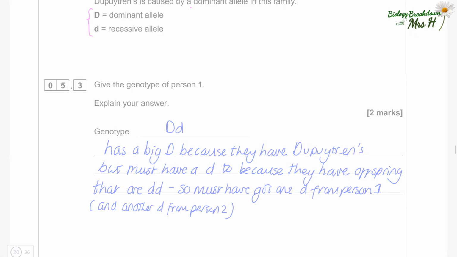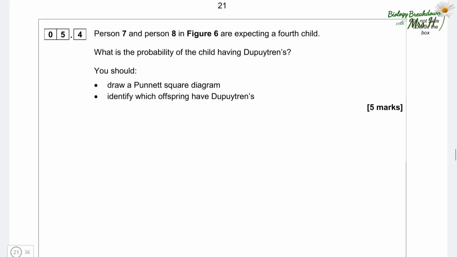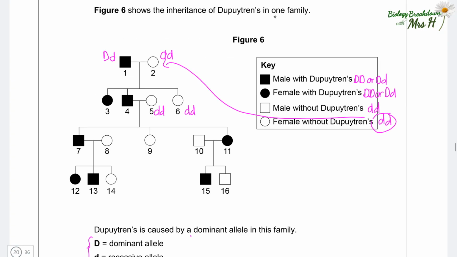Person 7 and person 8 in figure 6 are expecting a 4th child. What is the probability of the child having Dupuytren's? You should draw a Punnett square diagram and identify which offspring have Dupuytren's. So we need to know what the genotype of 7 or 8 are. We need to go back to the pedigree and have a look. We definitely know person 8 doesn't have it, so they have to be little d, little d. And person 7 has to be big D, little d because they actually have offspring that don't have it as well.